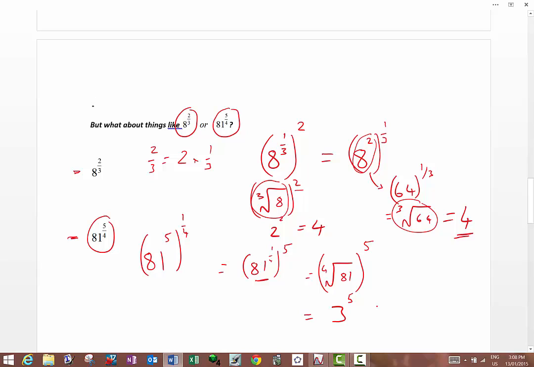So the answer is 3 to the power 5, and I actually do know what that is, because I know that 3 to the power 4 is 81. So I've got 81 times another 3, so the answer is 243.